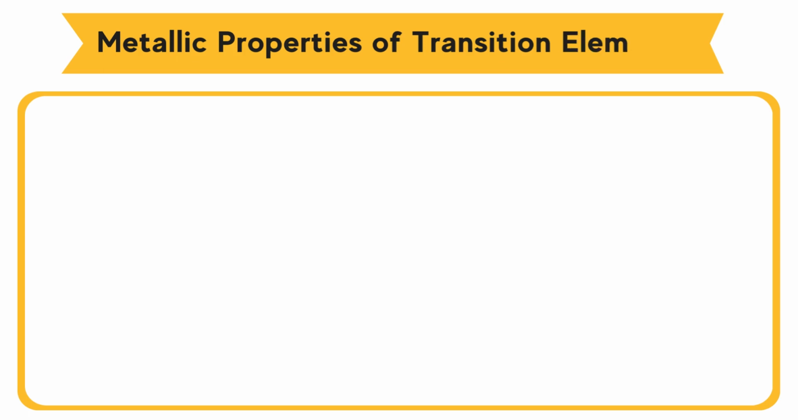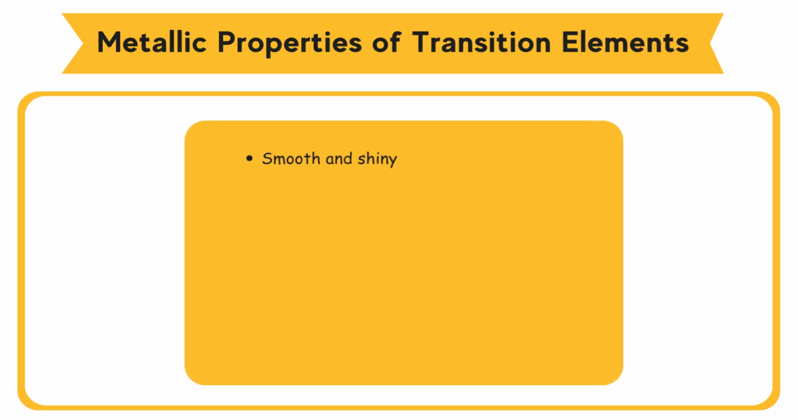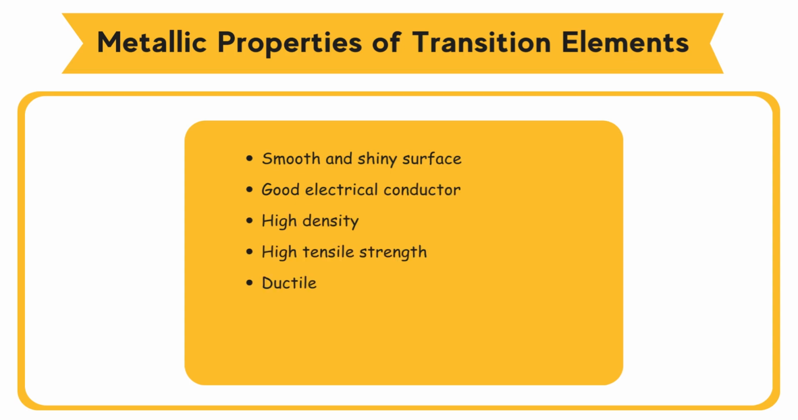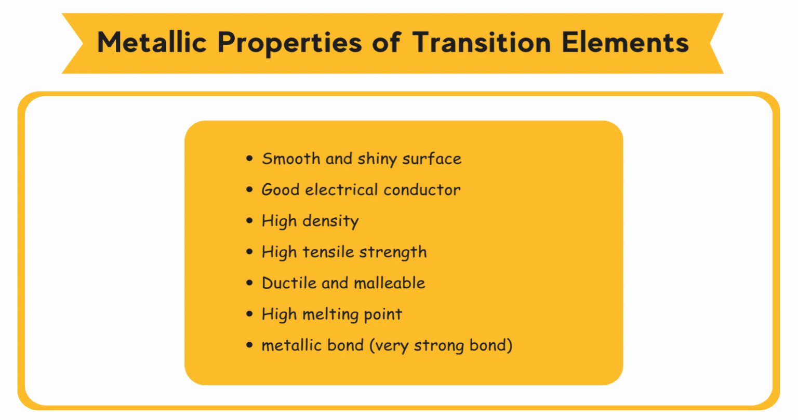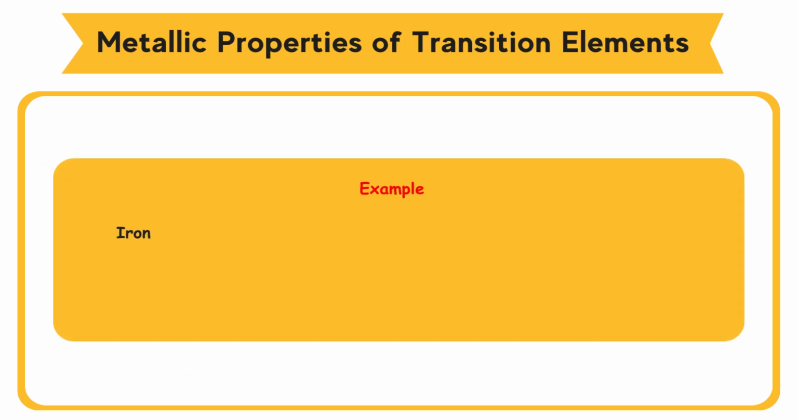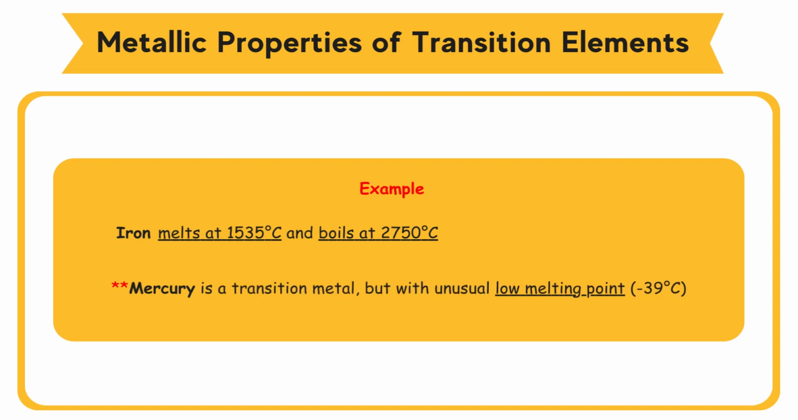Metallic properties of transition elements: smooth and shiny surface, good electrical conductor, high density, high tensile strength, ductile, malleable, and high melting point. The bond between atoms of metal is called metallic bond, and usually it is a very strong bond. For example, iron melts at 1535 degrees Celsius and boils at 2750 degrees Celsius. However, mercury is a transition metal, but with an unusually low melting point, -39 degrees Celsius.